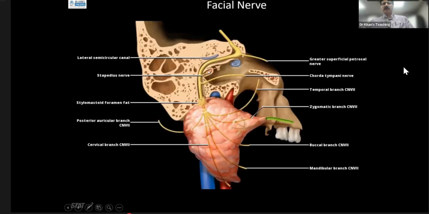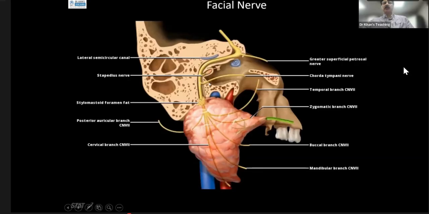There is a muscle here which is known as the stapedius muscle within the middle ear cavity, and this joins the stapes. It causes what we call sound damping, and there is a branch which provides innervation to this. This is the nerve to the stapedius.